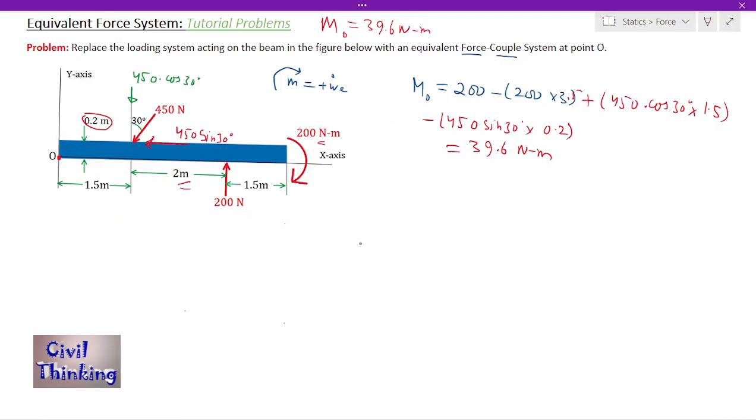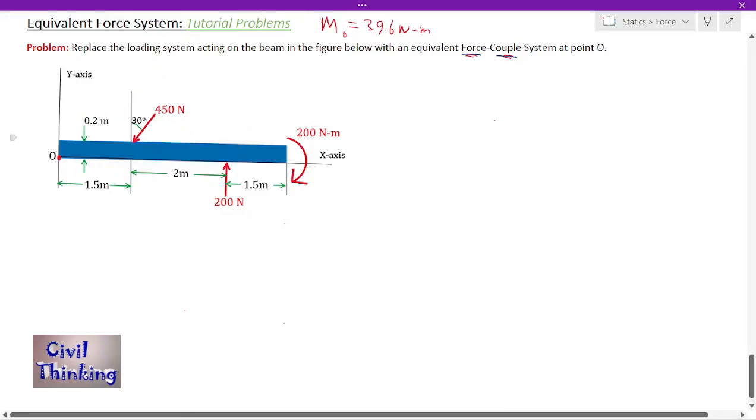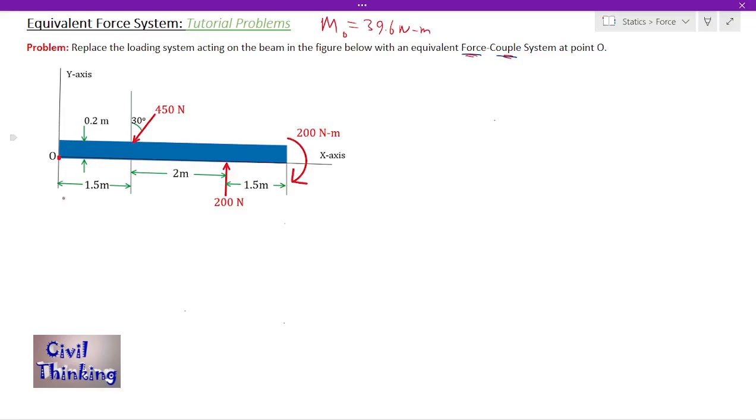Now we found the couple at point O. Now we have to find the force. Let me erase this first, then we'll find the force. We have to find the force at O. What we do is move all the forces to point O and find the resultant. The resultant is the force which we want. Now let me first write it here.